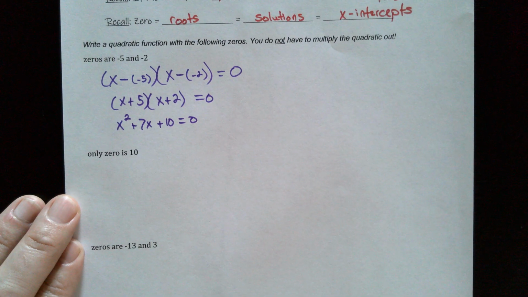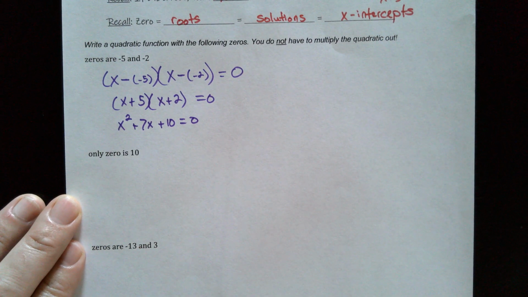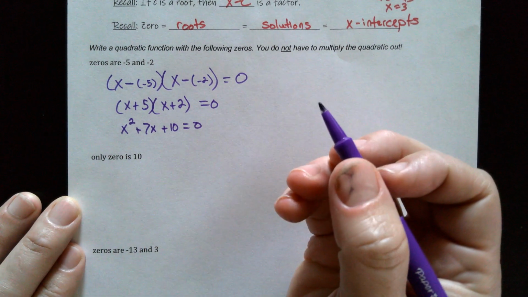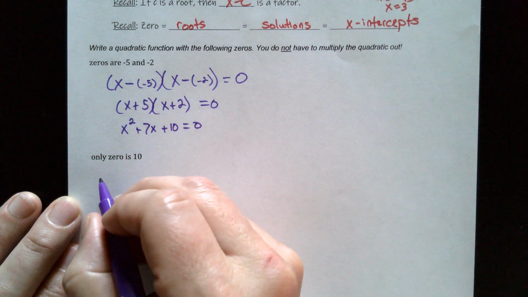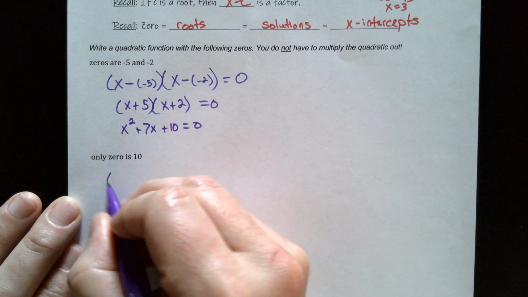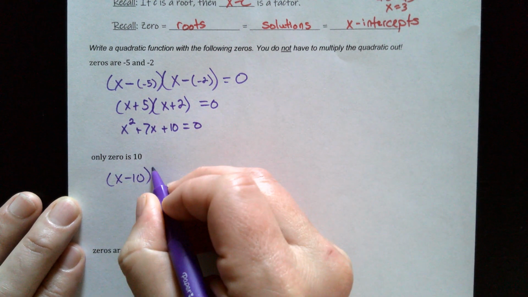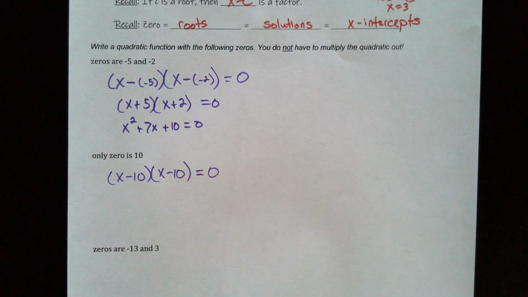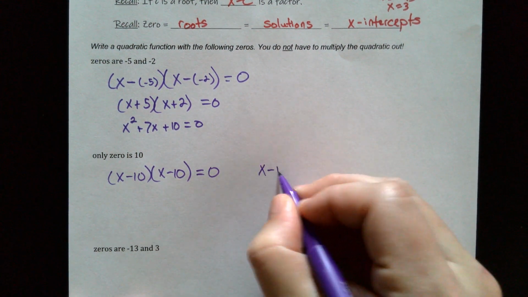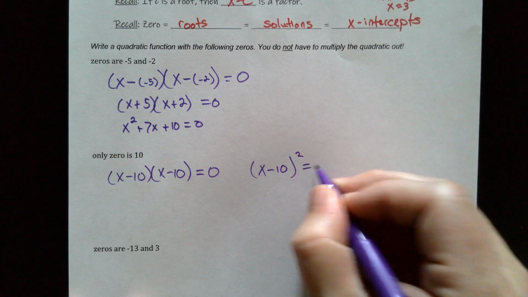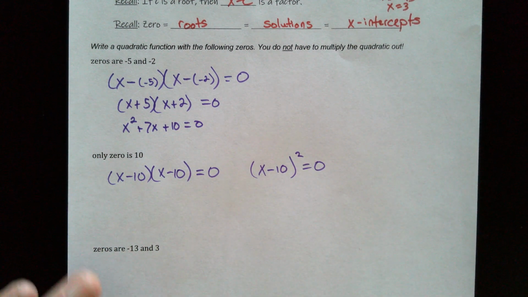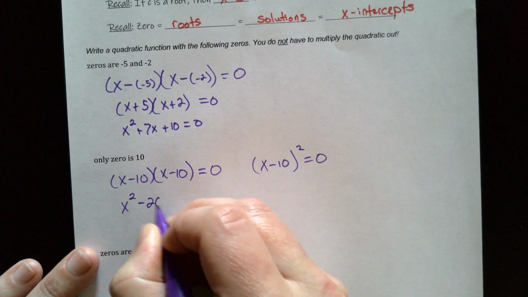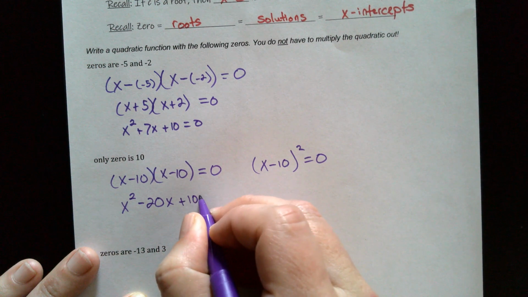So our only zero here is 10. Okay, so if it's a quadratic function and the only zero is 10, that means it had to happen twice, right? Because it is a quadratic function, else it would be linear. So if our only zero is 10, then we have x minus 10 times x minus 10 equals 0. That would be your solution. You could also write it as x minus 10 squared equals 0. Okay, and if you wanted to write that out and multiply that, which you don't have to, but if you wanted to, it would be x squared minus 20x plus 100 equals 0.